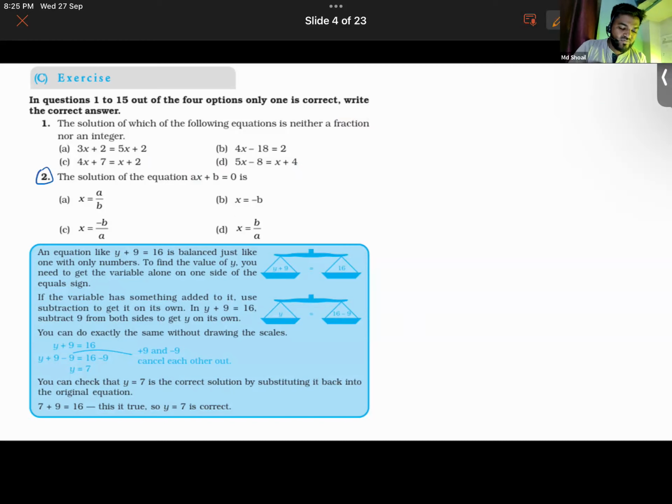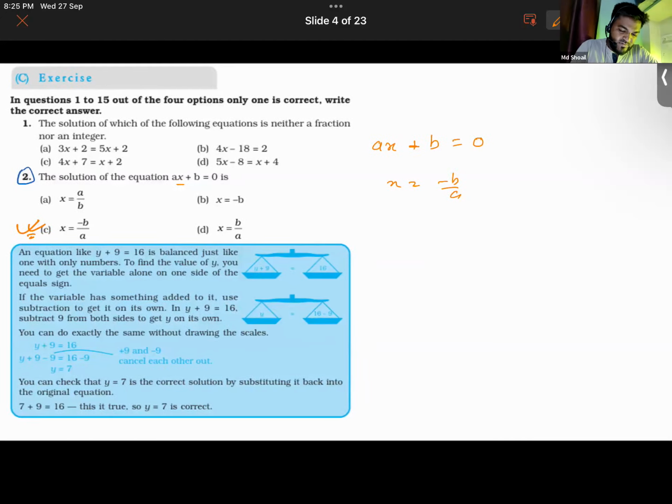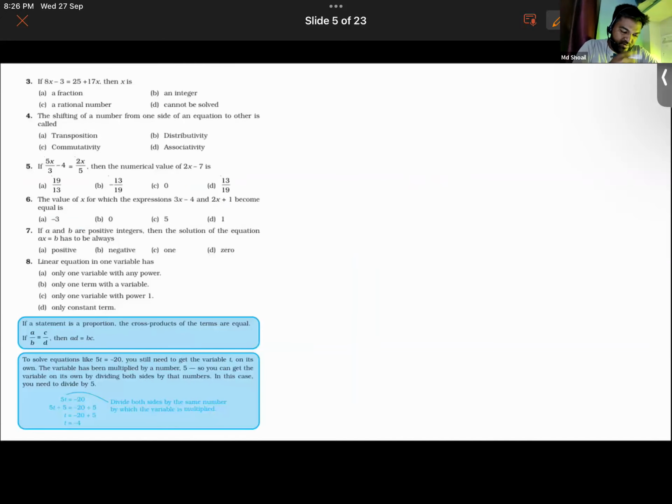Anyways, question number 2. The solution of this equation AX plus B equals to 0 is. You have to find it in terms of X here. I believe you can solve it. It's easy. See, sir, X equals to minus B upon A. That is correct. Right? Okay. Let's move on to the next question then.